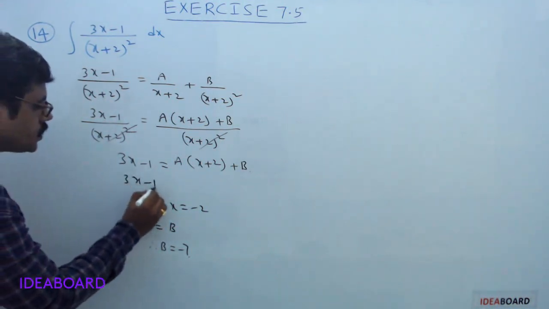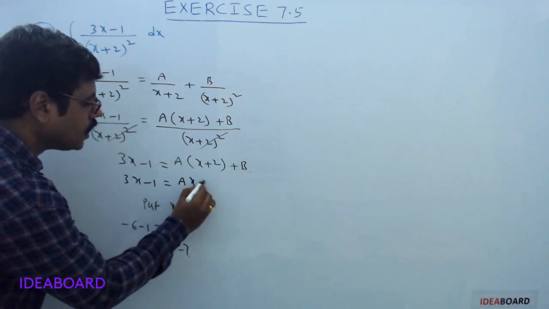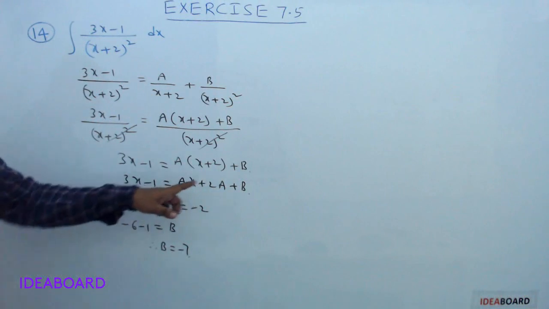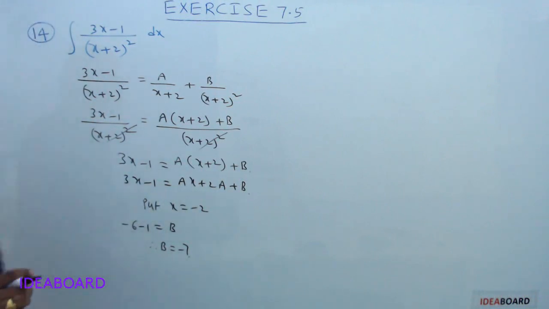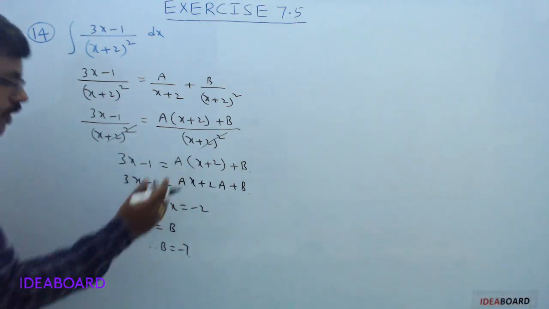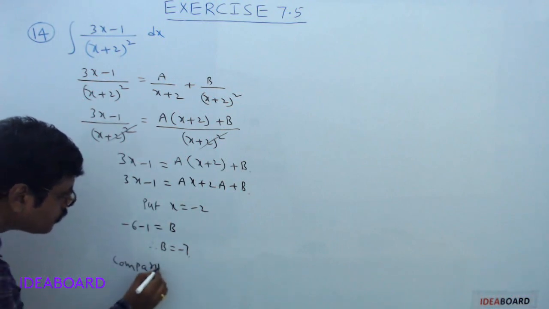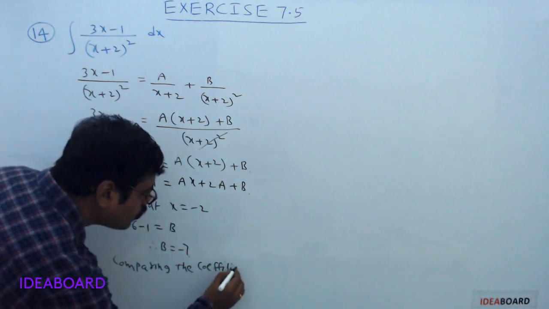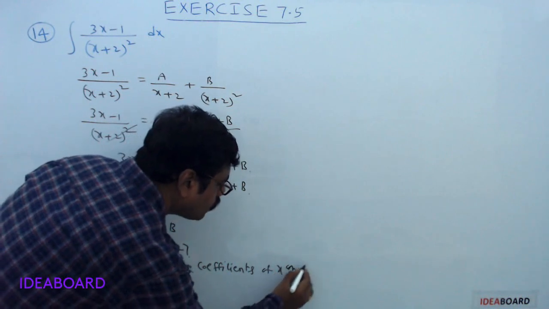Then how to calculate the value of a? This is 3x minus 1. Multiply this a with these two terms. This is ax plus 2a plus b. Now from this equation, you can compare the coefficient of x. Comparing the coefficients of x on both sides.